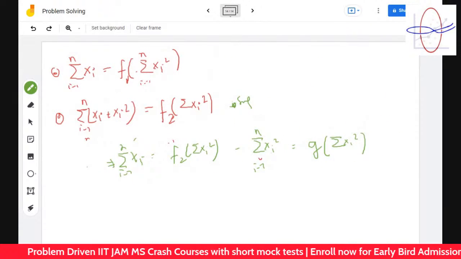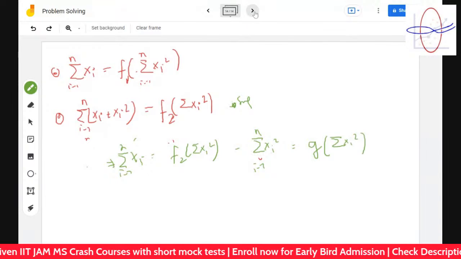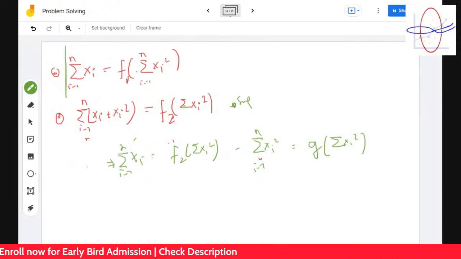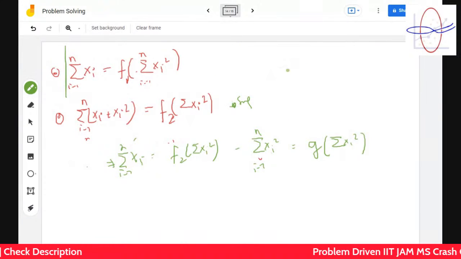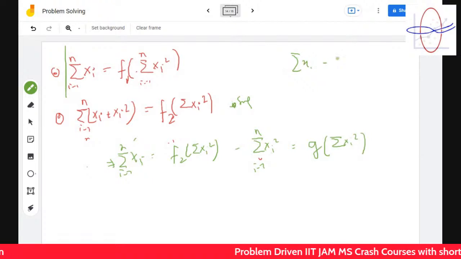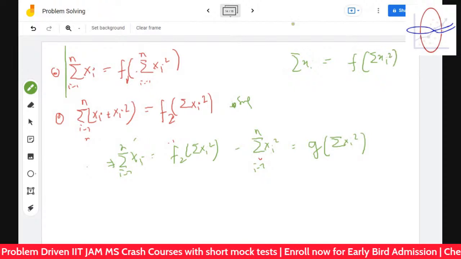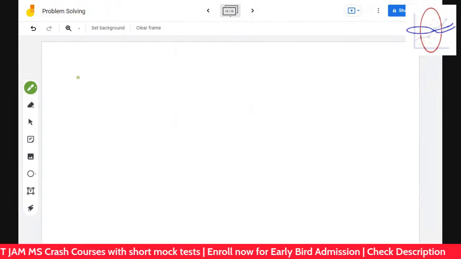So here, in the problem solving class, I am sharing the algorithms and how to prove it. That's my job. So therefore, we have to just show that one of them is minimal sufficient, or one of them is a function or not. So is summation xi a function of summation xi square? How do you show that? Tell me. It's a high school mathematics problem.